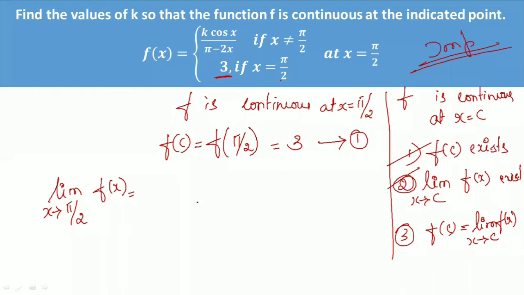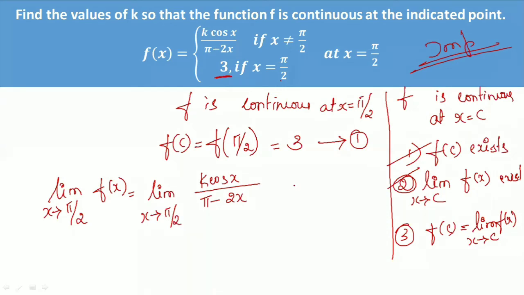Pi by 2 tagota illa. You are not taking pi by 2. You are taking a value nearer to pi by 2. Pi by 2 ke hatra iruva value tagota idira. So which means you have to use the first definition. Okay, you have to use the first definition. So it is limit k cos x by pi minus 2x as x tends to pi by 2.